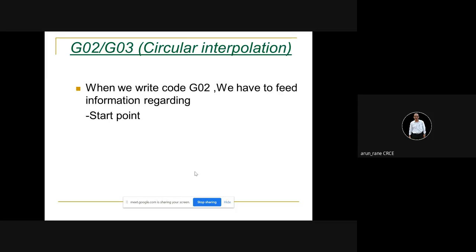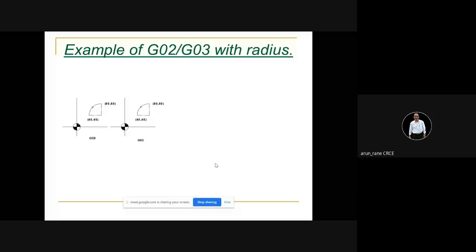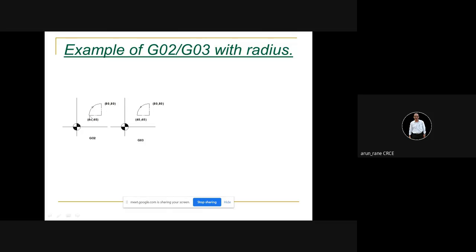And the syntax of G02 and G03 is: you have to give the start point, you have to give the end point, and you have to give the radius of the arc, or the center point of the circle. Otherwise, the control will not understand how to cut. So you have to give where the center point is, or you can give the radius also. That is also sufficient. Either radius or center point. Giving radius is convenient.